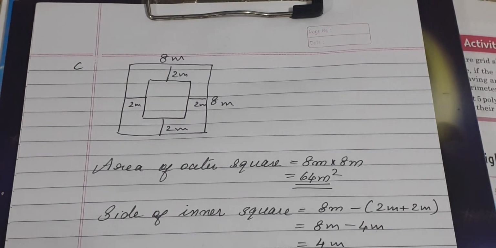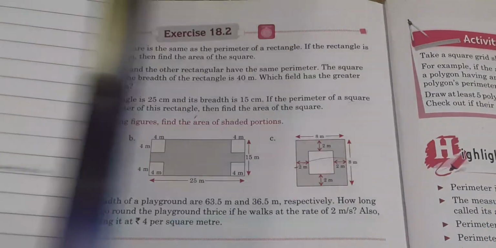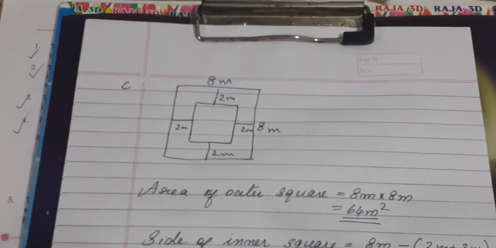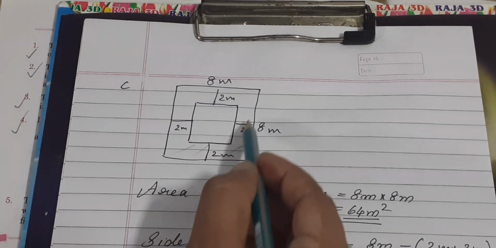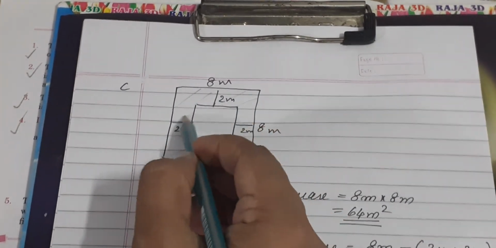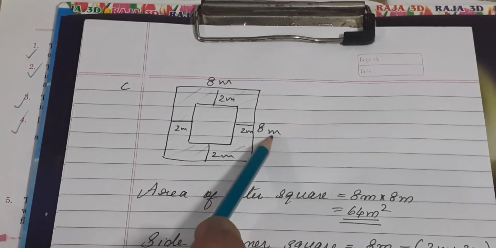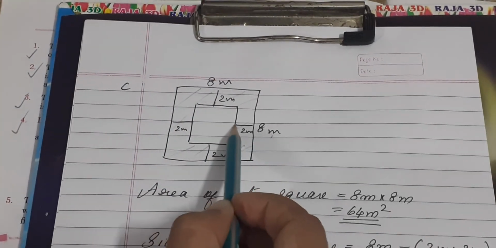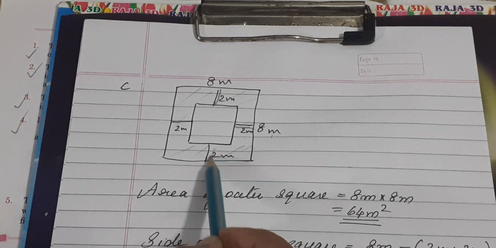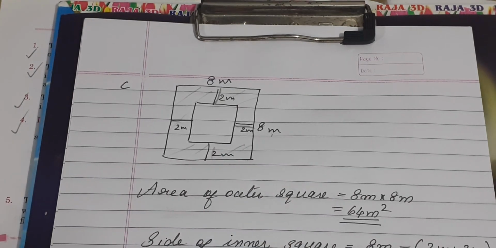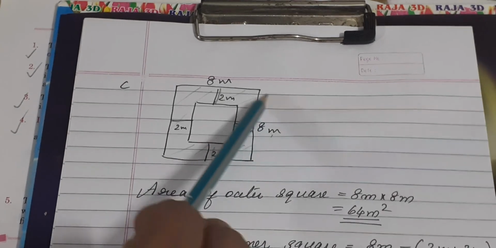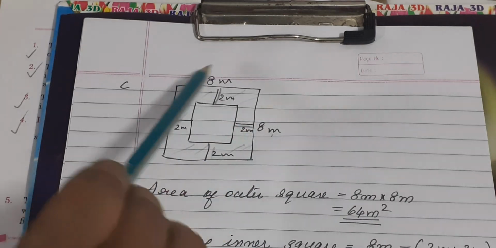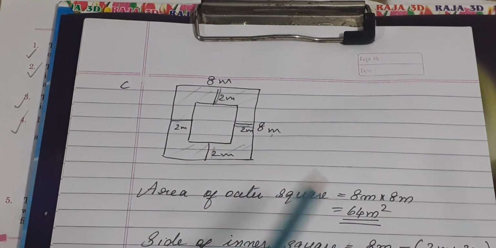Now one more question is next. You can see question number C. Here the shaded portion is the path actually. This one is the shaded portion over here in this question. And here the dimensions of the outer square are given and this width is given everywhere. Okay, so how can we do it? First we have to calculate the area of the outer square. How? 8 into 8 will come. So you will get 64 meter square.